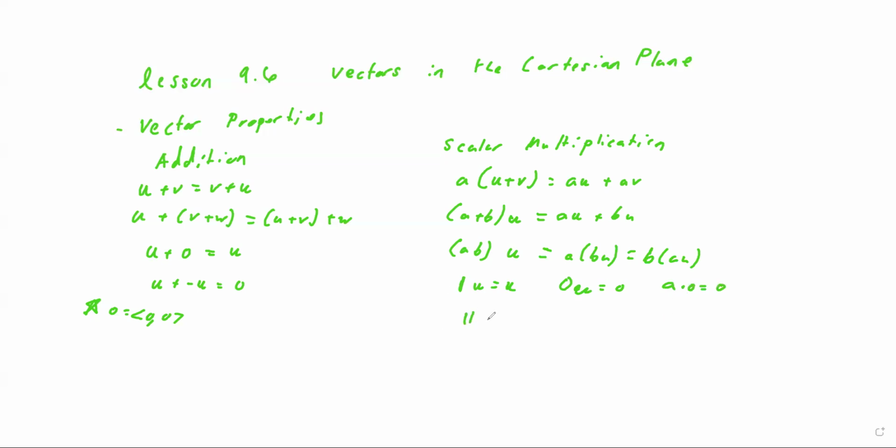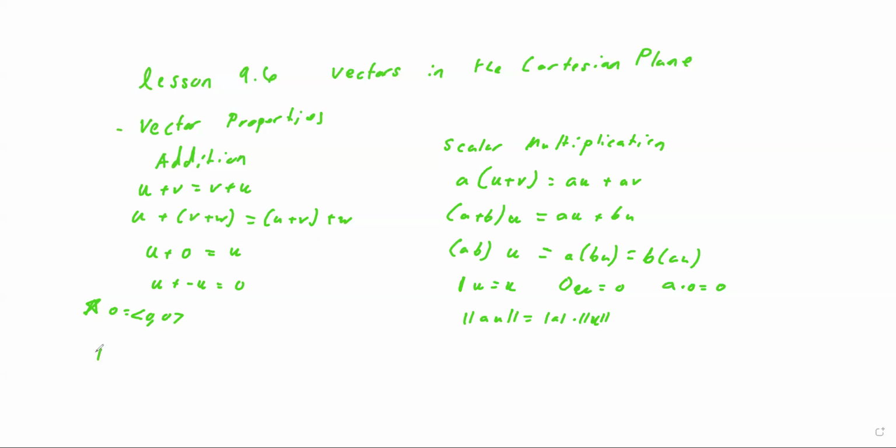If I take what we call the magnitude, or the distance, of my vector, I can either have the scalar inside it, or I can pull it out as the absolute value of that scalar times the magnitude of the vector itself. So I can either multiply it first, then find the magnitude, or I can find the magnitude, then multiply it by a scalar. Both ways will get you the same thing.